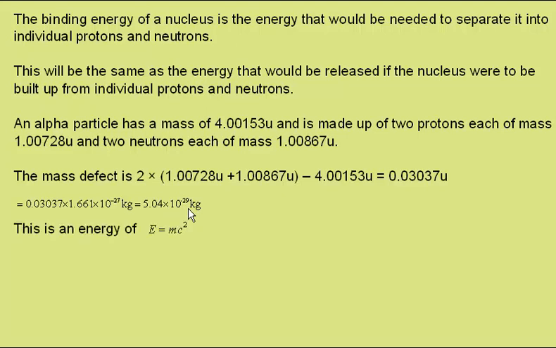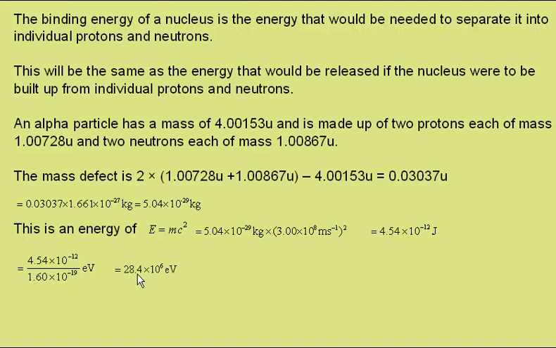Using E equals mc squared, we can find the energy. This comes out at 4.54 times 10 to the minus 12 joules. To convert this into electron volts, we divide by the charge on the electron, and this gives us 28.4 times 10 to the 6 electron volts, or 28.4 mega electron volts.